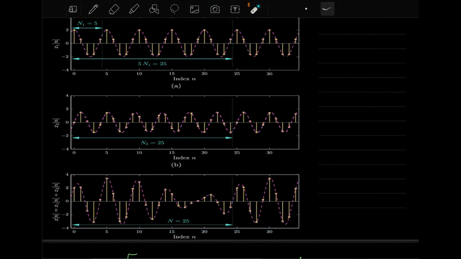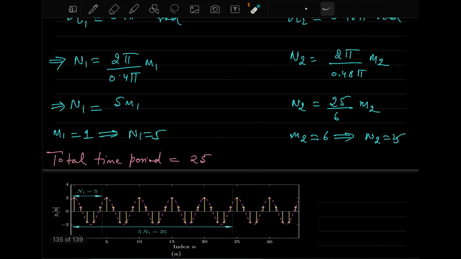Sir, I want to ask, suppose if n1 is 3 and n2 is 2, then will the time period of the samples be 6? The thing is, you have to use GCD for that. You have to do the greatest common divisor, and if that is not coming out, then it will not be there. So if we take out the GCD of n1 and n2, then it will be 5, not 25.